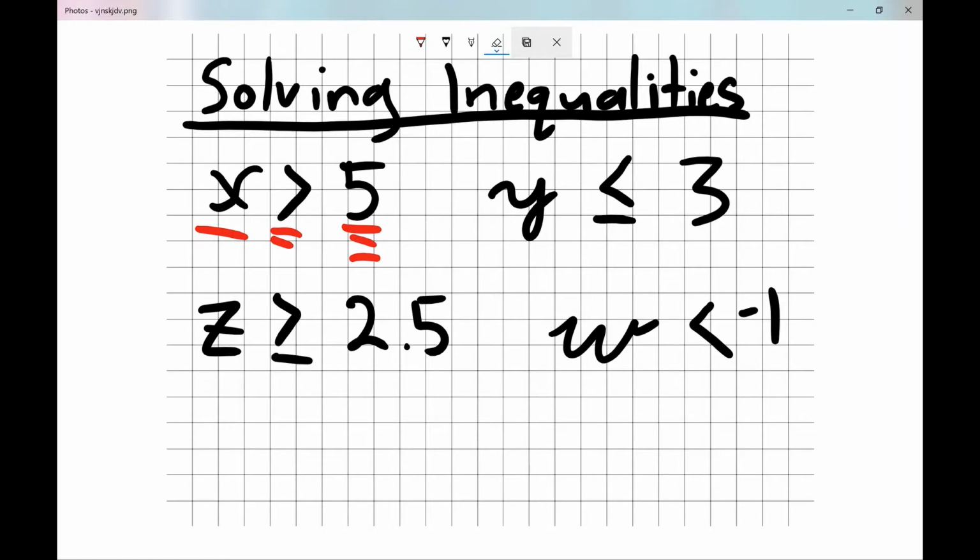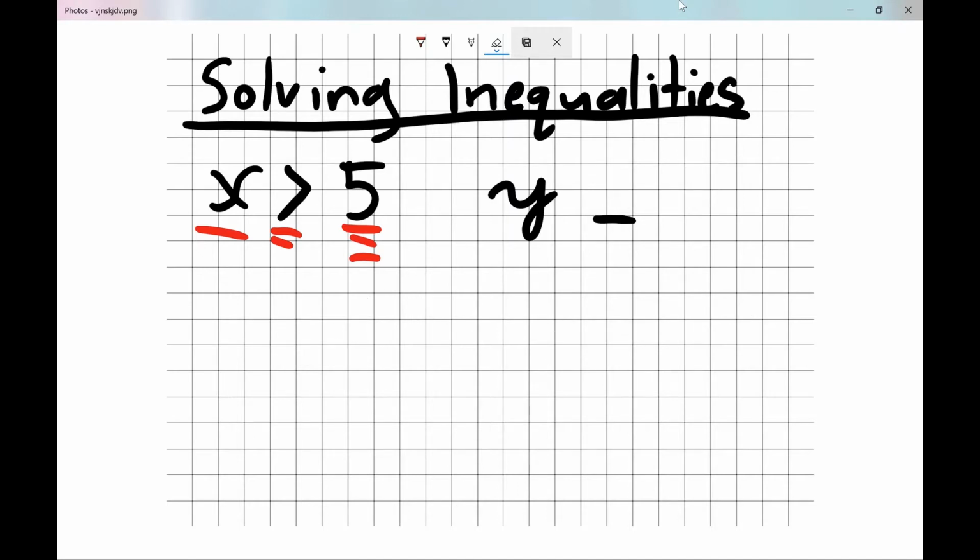However, what would happen if instead of having an inequality like the ones that we've seen so far, we had an inequality in the form a plus 3 is greater than 5? This might look a little confusing. It might throw you off that there is an operation taking place.